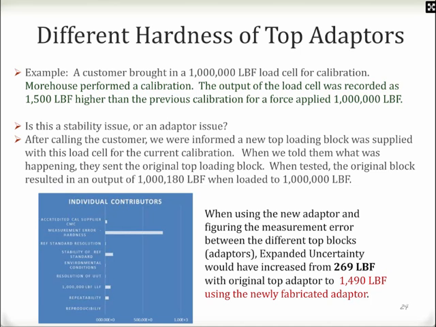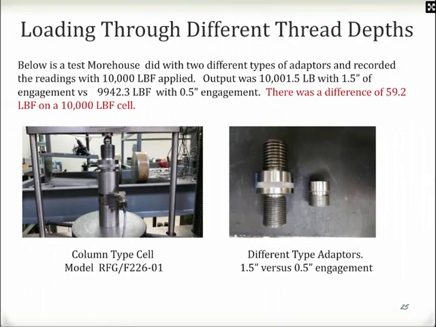When that person was using the other adapter instead of the adapter that they had originally thought they were using, they thought their expanded uncertainty was 269 lbf, but using that other adapter and running it through the Welch-Satterthwaite, when they switched adapters, their expanded uncertainty became 1,490 pounds. That is very significant, and they did not know the wiser.